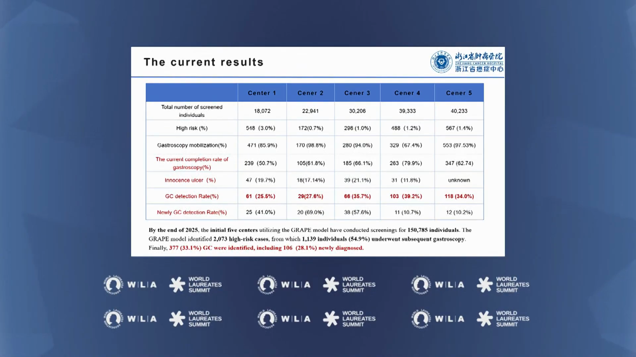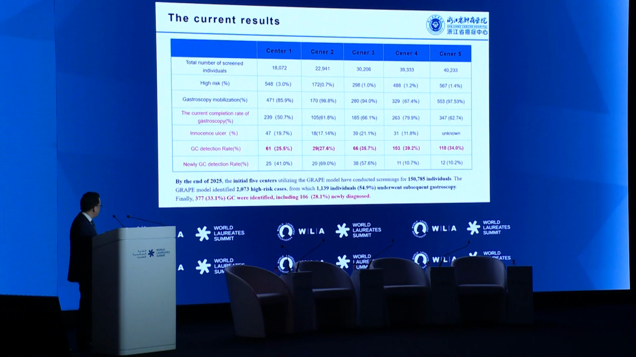150,000 individuals. The GRAB model identified 2,073 high-risk cases, from which 1,139 individuals underwent subsequent gastroscopy. Finally, 377 gastric cancers were identified, including 106 new diagnoses.